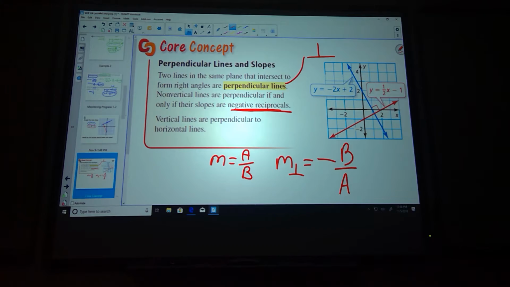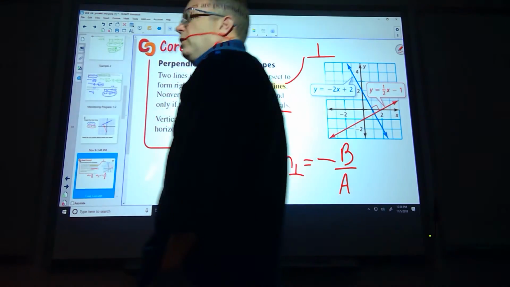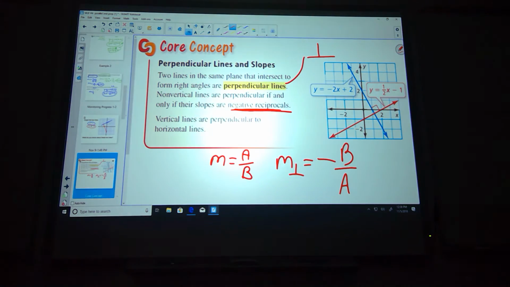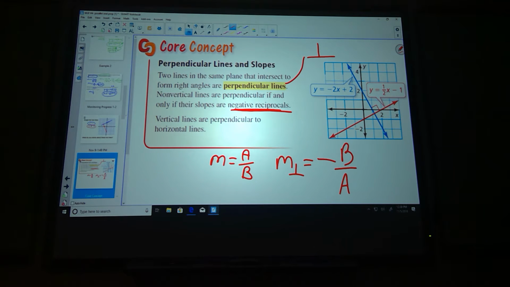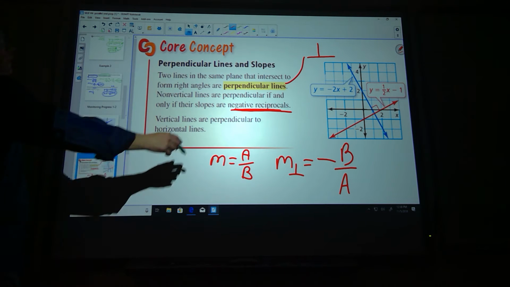How do you flip a number over? Let's say you knew the slope to be 7. How do you flip 7 over? It's 1 over 7. And if it's perpendicular, it'd be negative 1 over 7, right? Cool. So you can flip a number over just by putting it over 1 and flipping the whole thing over. Can I move forward?